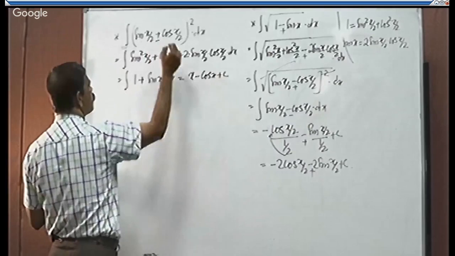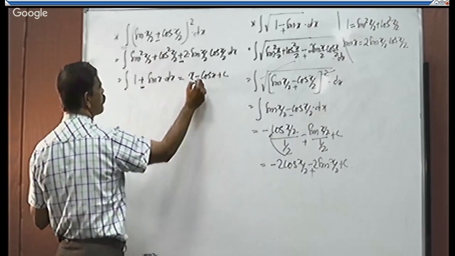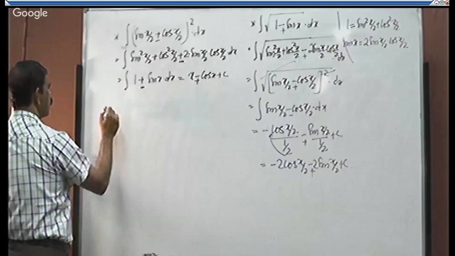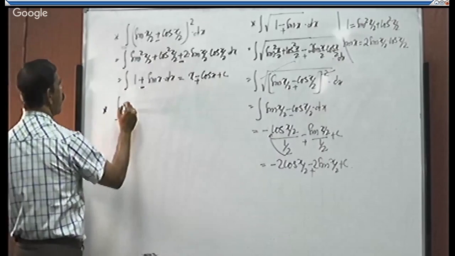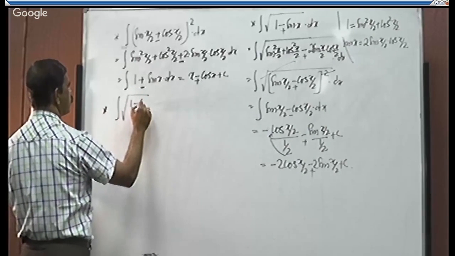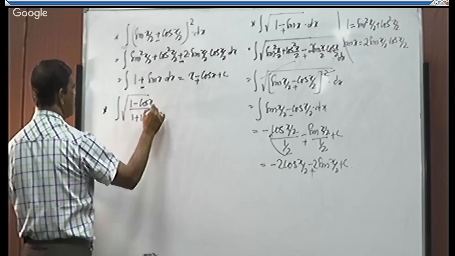Suppose if it is minus, then this is minus, this is minus, and this is plus. Right? Integration of root of 1 minus cos x divided by 1 plus cos x into dx.